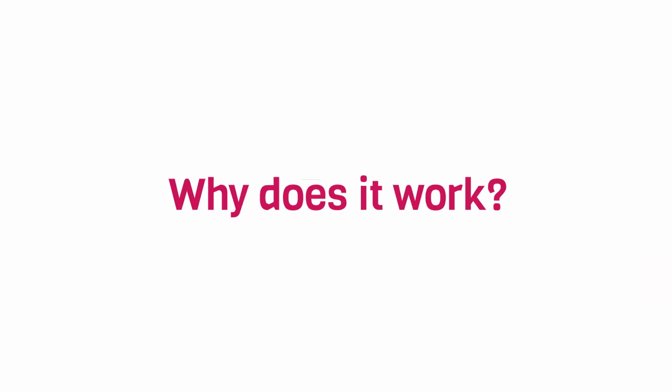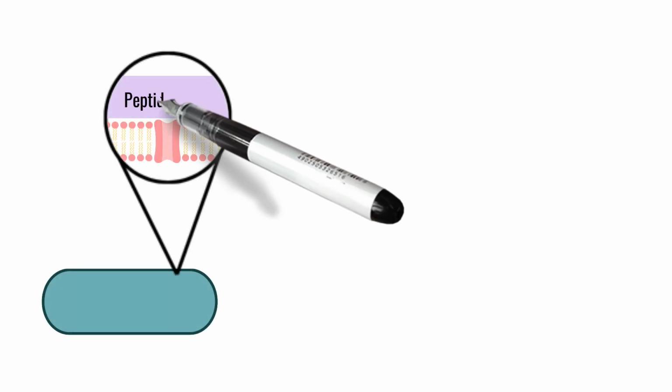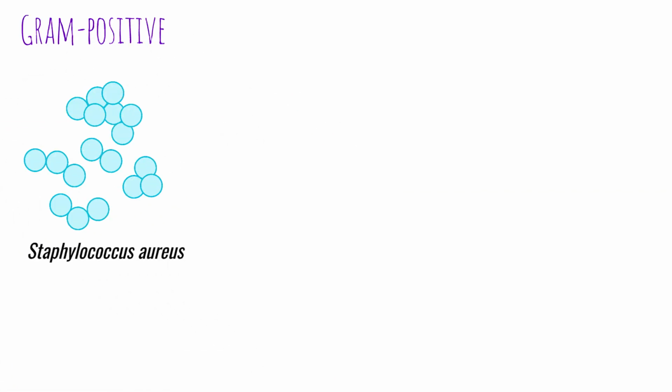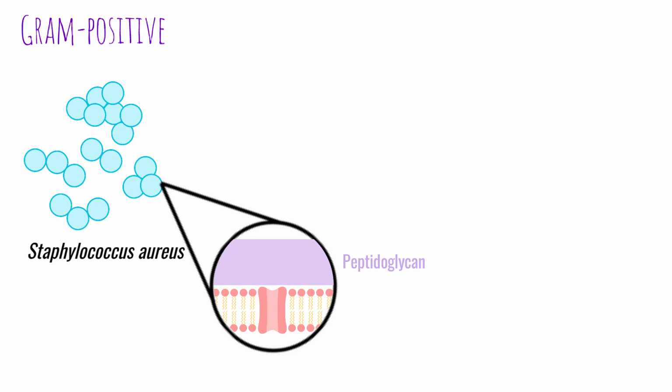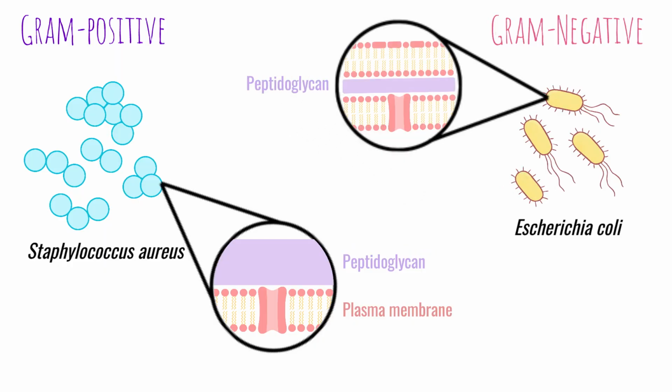To understand the Gram stain, you need to know about the bacterial cell wall, specifically the molecule called peptidoglycan. Gram-positive bacteria, such as Staphylococcus aureus, have a thick peptidoglycan cell wall directly outside their plasma membrane. Gram-negative bacteria, such as Escherichia coli or E. coli, have a much thinner peptidoglycan layer sandwiched between an inner plasma membrane and an outer membrane. This structural difference is the key to the entire procedure.